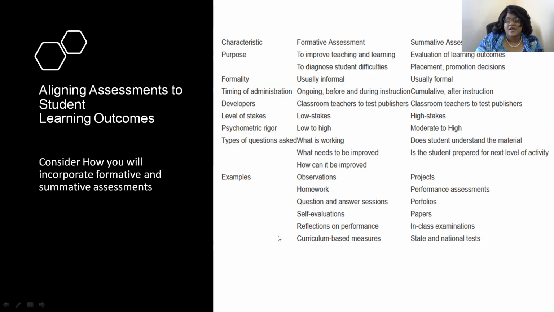The way that you utilize these assessments really determines where it's sitting. So truly, observations can go both ways depending on what you're looking at. But for formative: observations, homework, question and answer sessions, self-evals, reflection on performances, and curriculum-based measures. As it relates to summative assessments: comprehensive projects, group projects, performance assessments, portfolios, papers, in-class examinations, and then state or national tests, as well as certifications.